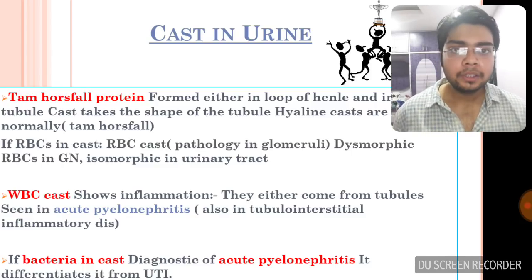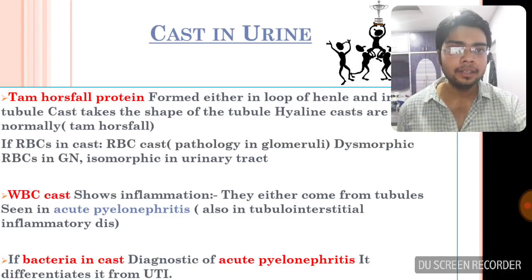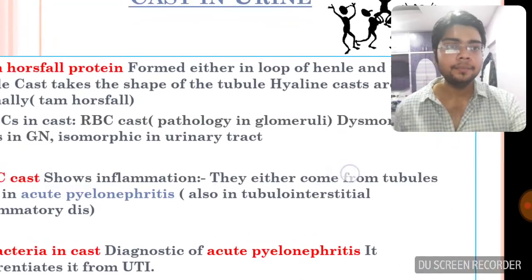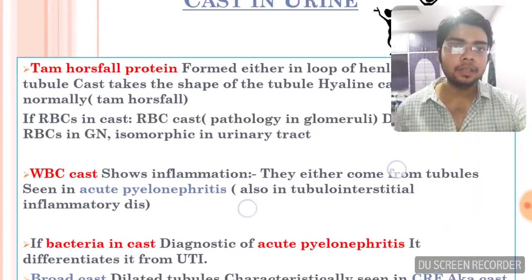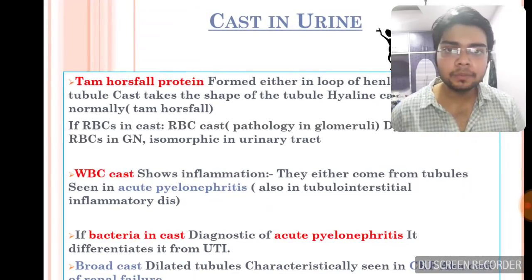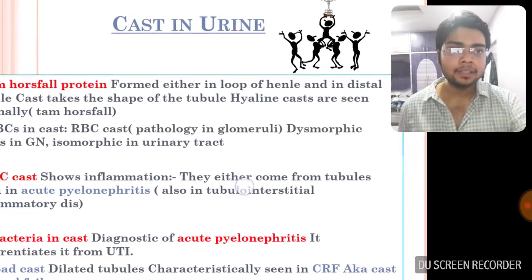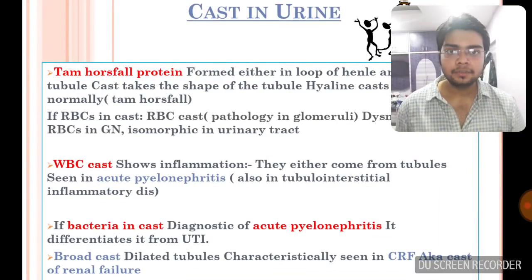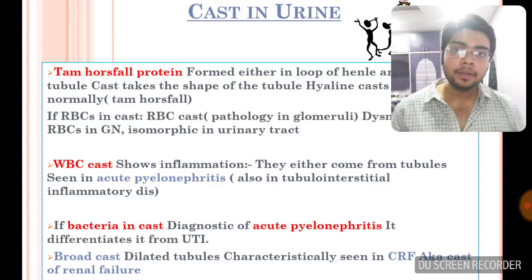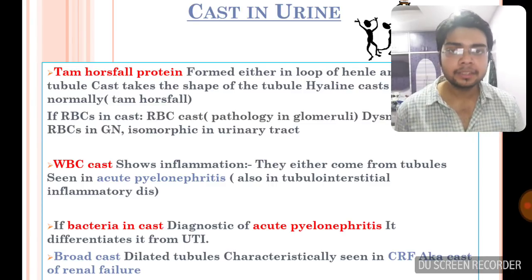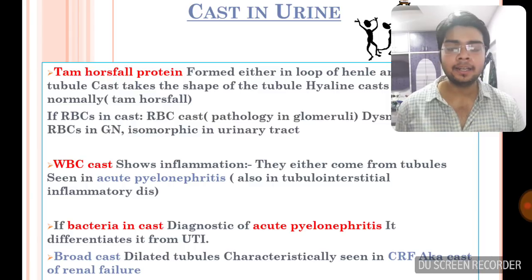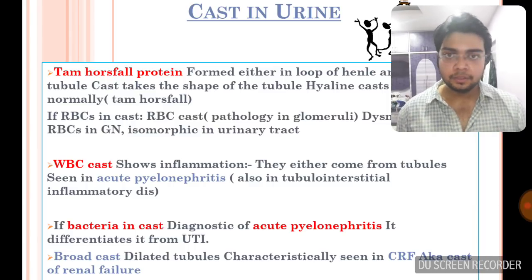So you must know about Tamm-Horsfall protein. They are basically formed in the loop of Henle and the distal tubule, and they take the shape of the tubule. They are mostly hyaline casts and are seen normally. So these are not pathological casts. Now if there is the presence of RBCs in the cast, this makes it pathological. The RBC cast is a pathology of the glomeruli, seen in glomerulonephritis.